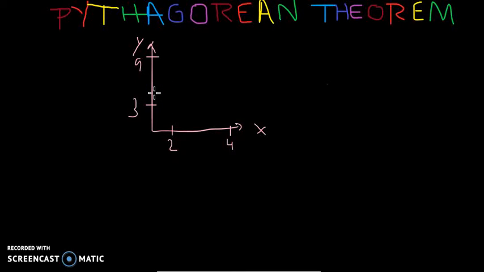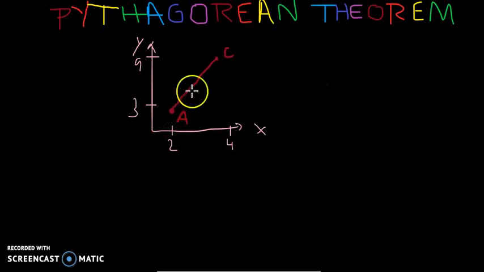So we have our plane. Now we're going to put a point right here at (2, 3), and we're going to call this point A. And we're going to have another point right here at (4, 9), and this will be C.